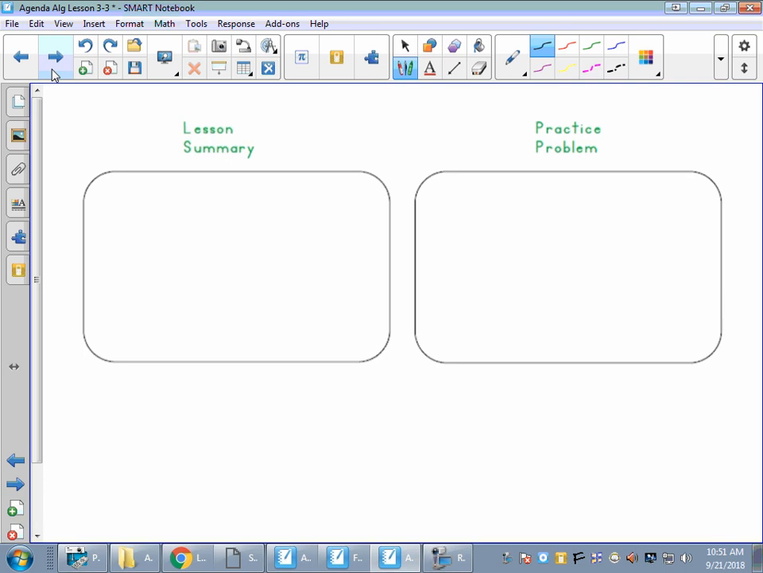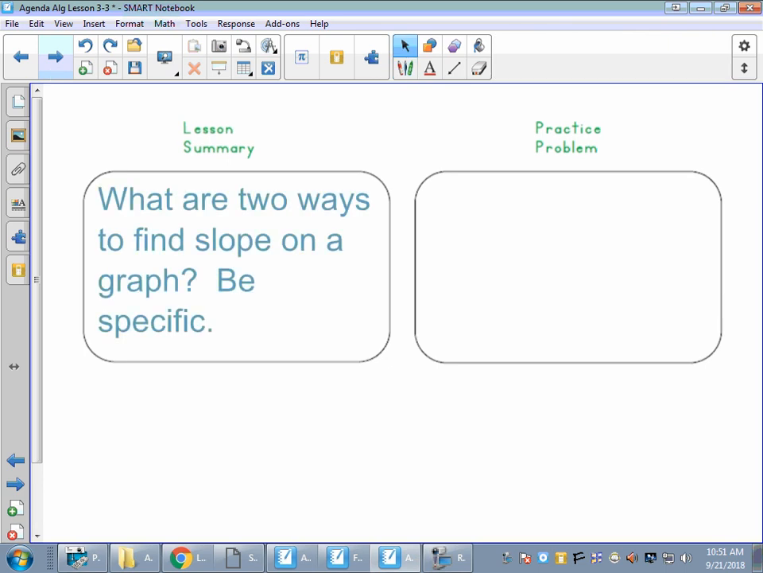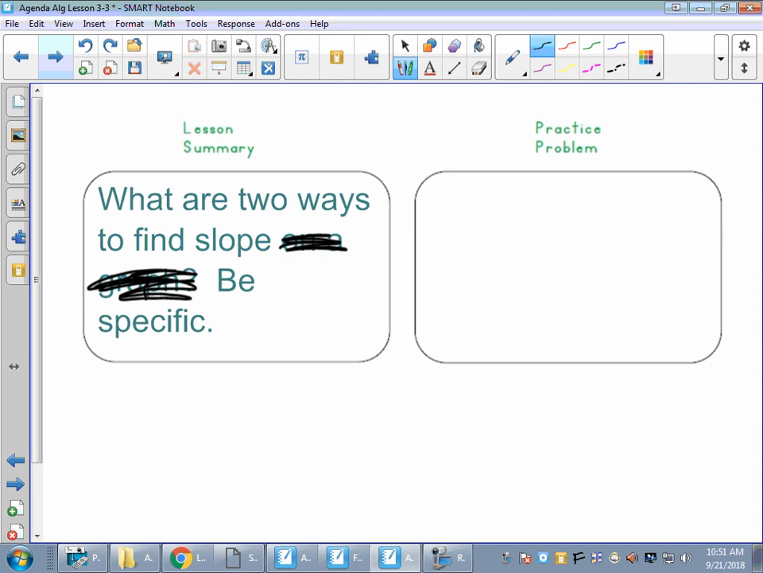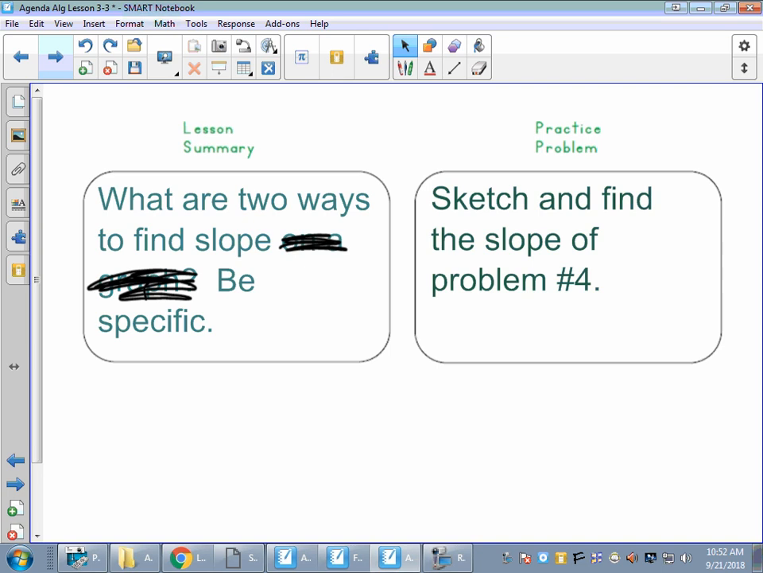Okay, so back to our lesson summary, what we wanted to get to. What are 2 ways to find slope? I gave you one of them there. Be specific. And then the practice problem we know is number 4. So sketch the graph, find the slope of problem number 4 with the formula, and we are good to go. Okay. Bring any questions to class. Please do that, and make sure that we're in good shape here. Okay.